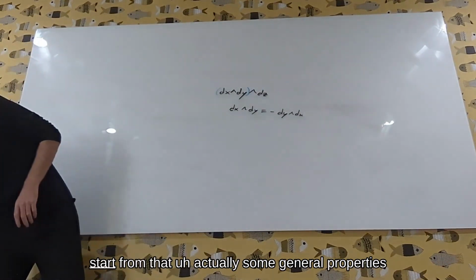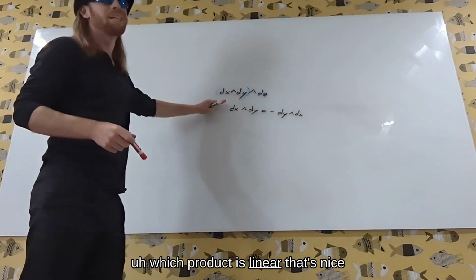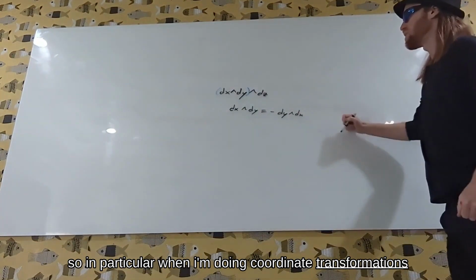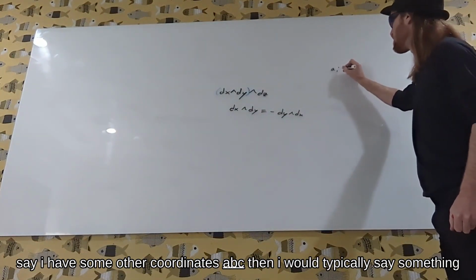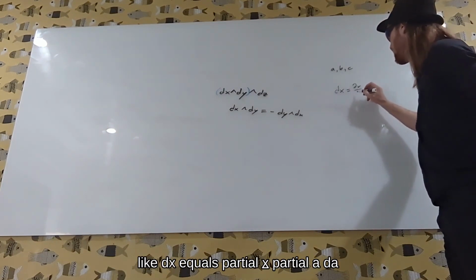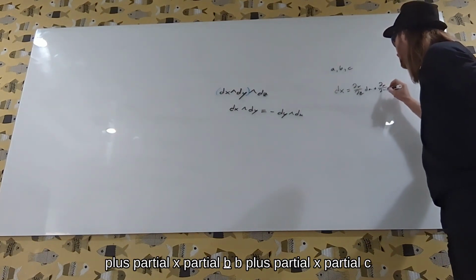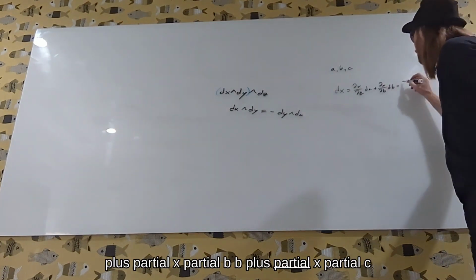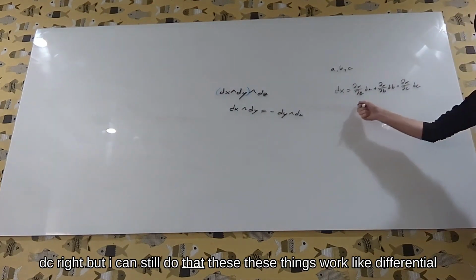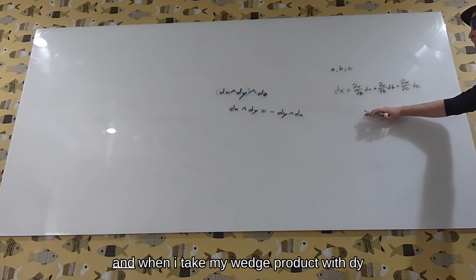Some general properties. The product is linear. That's nice. In particular, when I'm doing coordinate transformations, say I have some other coordinates a, b, c, I would typically say dx equals partial x partial a dA plus partial x partial b dB plus partial x partial c dc. I can still do that. These things work like differential elements, just like you're used to.